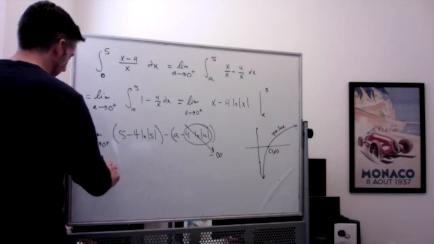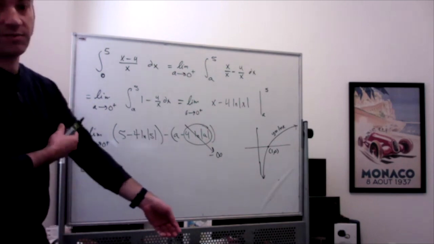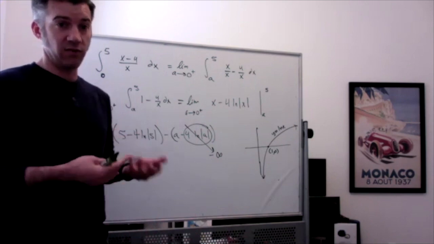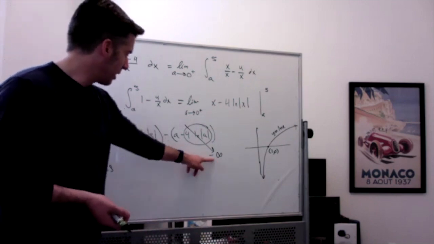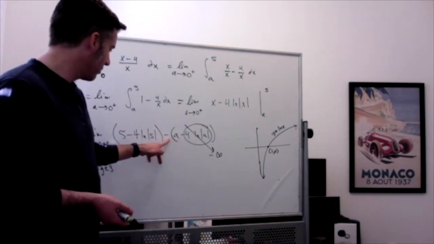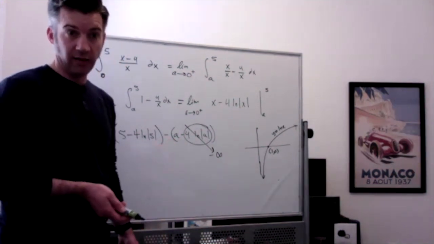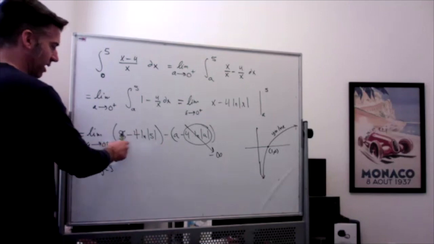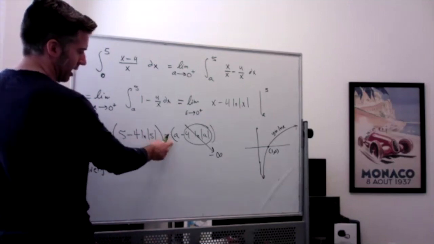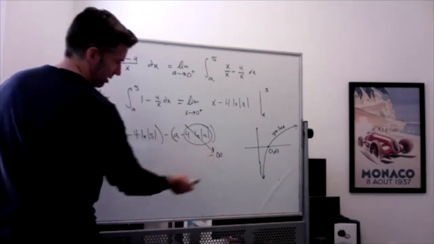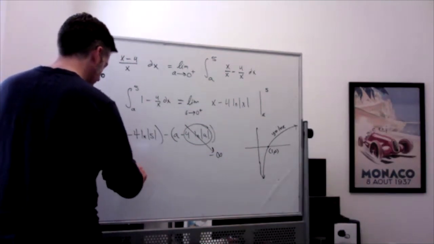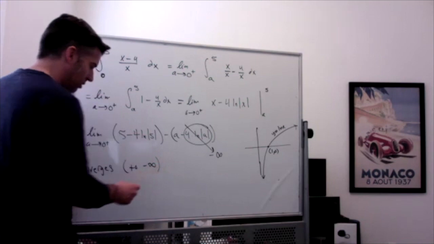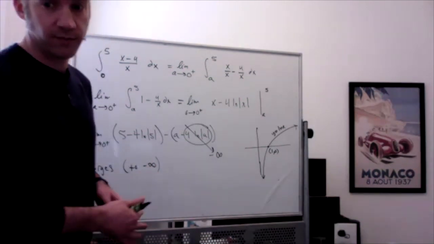And really, I would leave it at that, because sometimes things diverge and you don't know if they diverge to infinity or negative infinity. This one you could actually say, it's a negative, negative, negative. So this one is diverging to negative infinity. You have 5 minus 4 natural log of 5 minus a, and then minus minus negative infinity, so plus negative infinity. So it diverges. You could say it diverges to negative infinity, but I don't think that's super important.